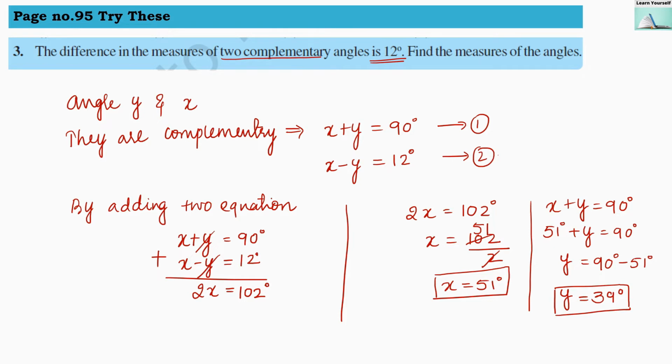So we got two angles here, x is 51 degree and y is 39 degree. You can cross check this with our equations: together the addition of these angles will give us 90 degree, and when you subtract them, you will get a difference of 12 degree.